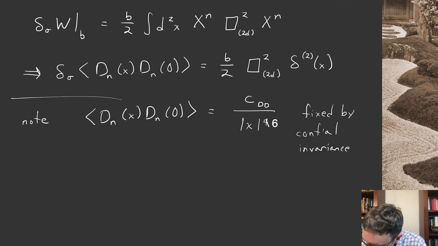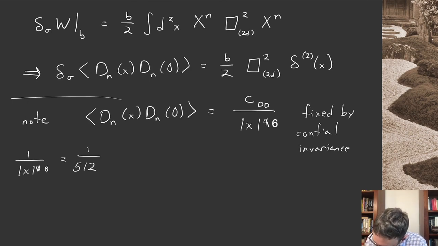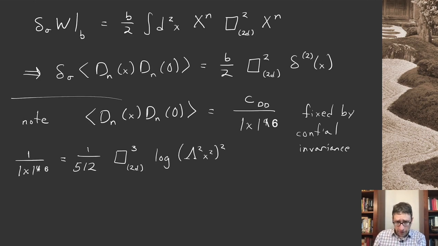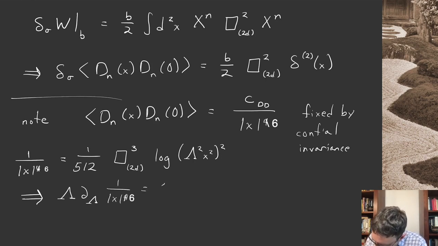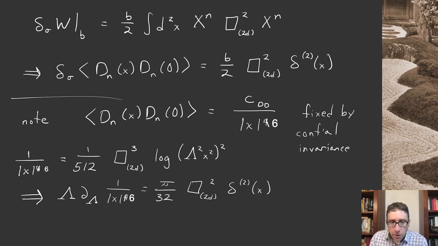So what we'll do is the following. We're going to rewrite 1 over x to the fourth in terms of logarithms as a third power of box, log lambda squared x squared squared. And there's our scale dependence entering. This implies lambda d lambda of 1 over x to the fourth is pi over 32 box 2D delta of 2x. We just follow our nose here, basically.